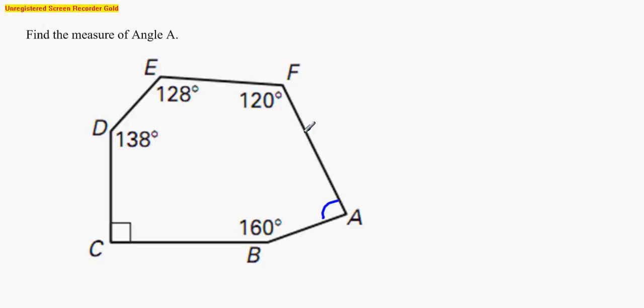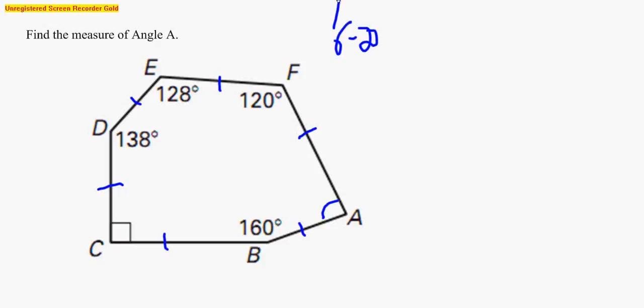So the first thing we're going to do is figure out the total sum. So we're going to need to count the sides. 1, 2, 3, 4, 5, 6. Okay, so that's 6 sides. So if you remember, we would do 6 minus 2.